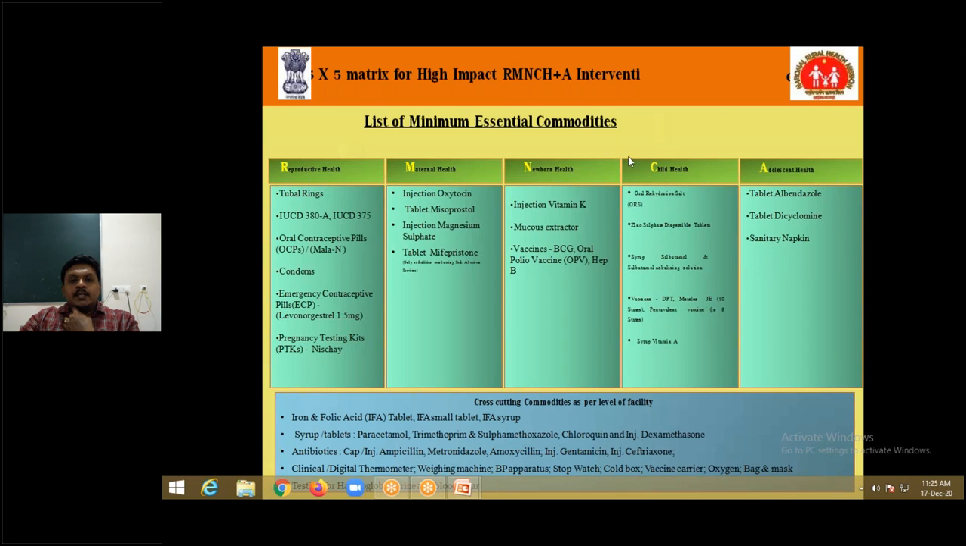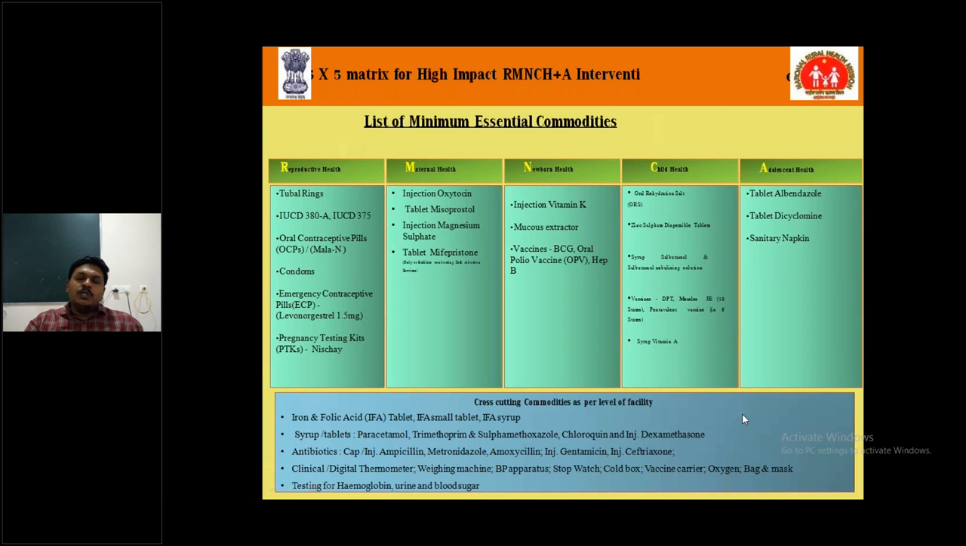Then regarding newborn health: injection of vitamin K, mucus extractor, vaccines like BCG, oral polio, and hepatitis B. Regarding child health: oral rehydration salt or solution, zinc supplementation, and syrup salbutamol, all these related things, vaccines like DPT and measles, along with vitamin A supplementation. For adolescent health: tablet albendazole, tablet dicyclomine, and access to high quality sanitary napkins. These are the minimum essential commodities to ensure this program goes smoothly.